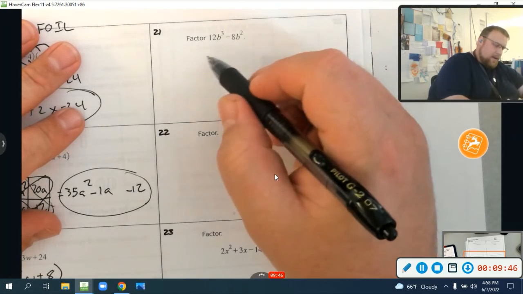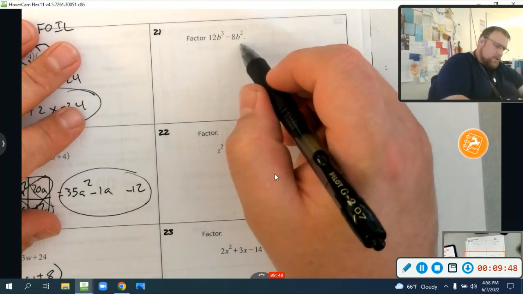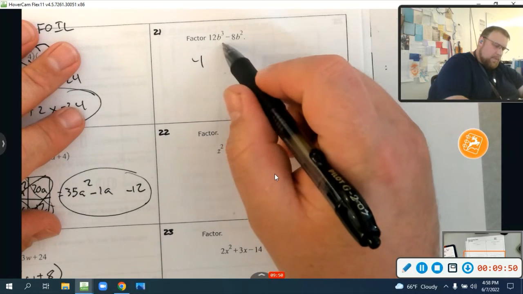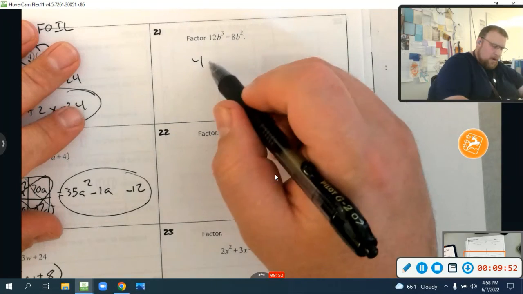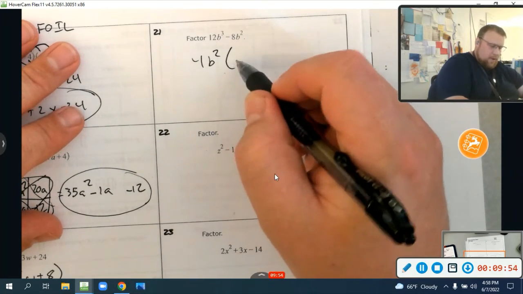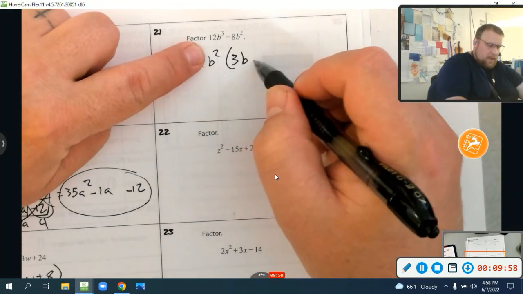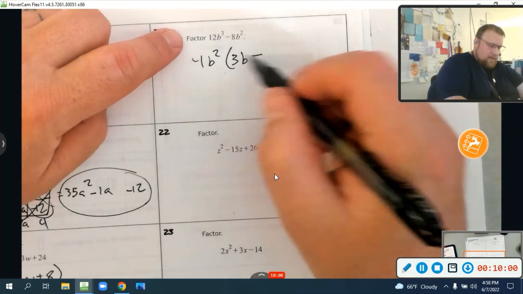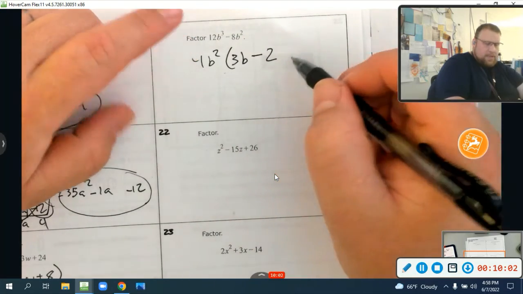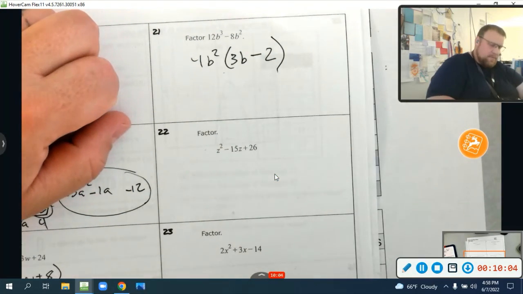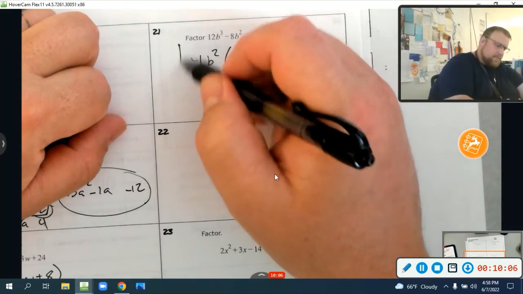What can I factor right here? Well, between 12 and 8, I can pull a 4 out. Between b cubed and b squared, I can pull a b squared out. And what am I left with? 12 divided by 4 is 3. B cubed divided by b squared is b. Then I have a minus. 8 divided by 4 is 2. B squared divided by b squared is 1, so it's just alone. That's our answer.